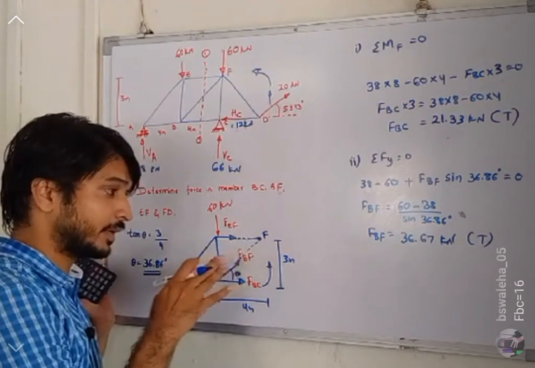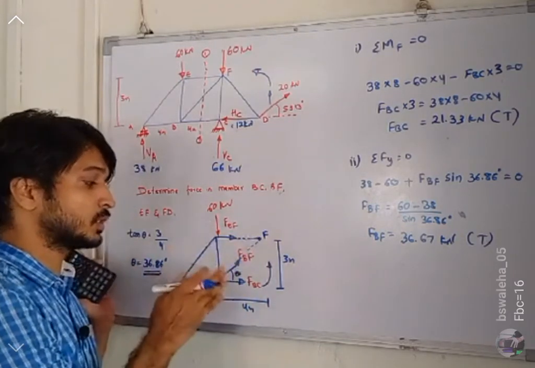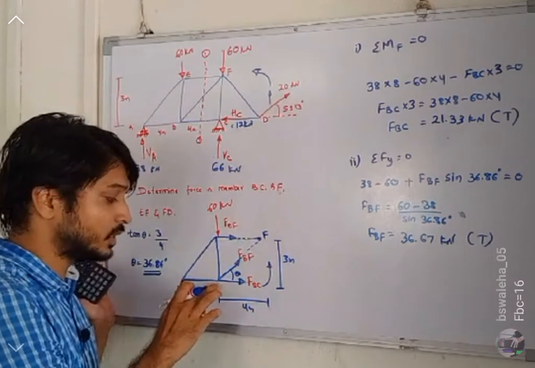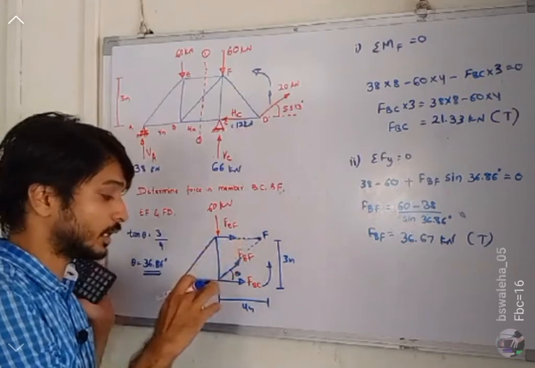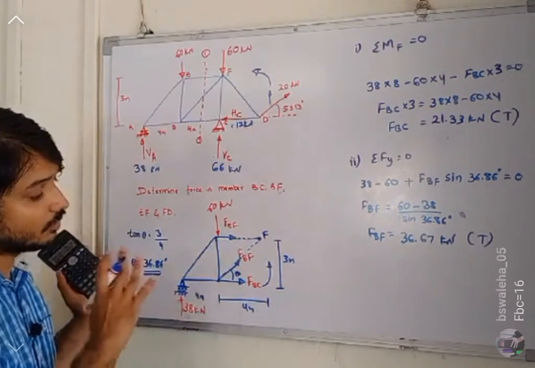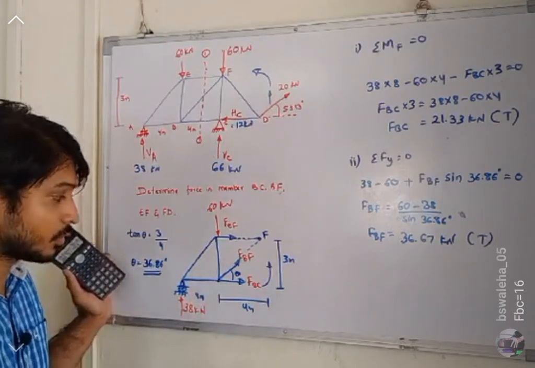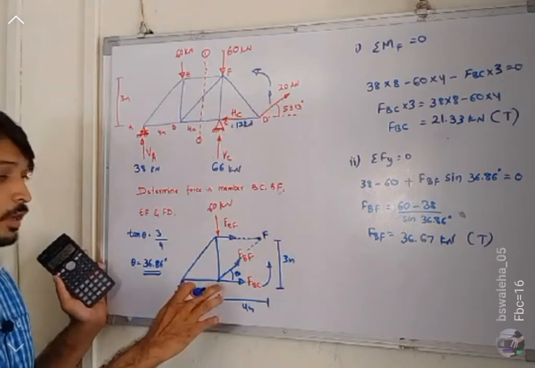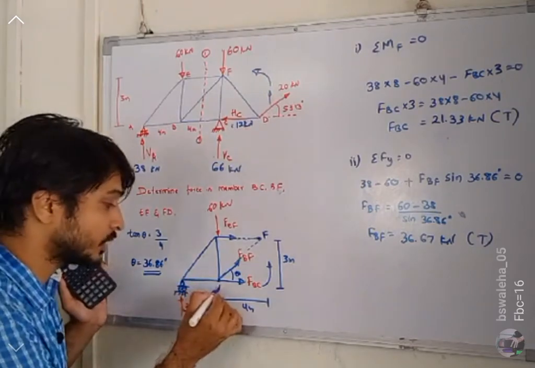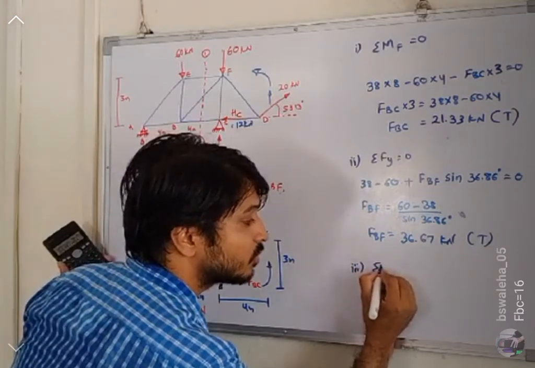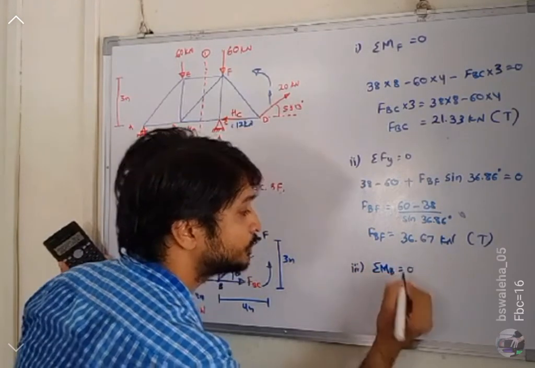Or either you can take summation of horizontal forces. We know this one, we know this one, and the only unknown is this one. So either you can go with taking moment at this point, or you can take the summation of horizontal forces. Instead of going with horizontal forces, I'll go with this point. What is this point? B. So third one, I'll take summation of moment at point B equals to 0.